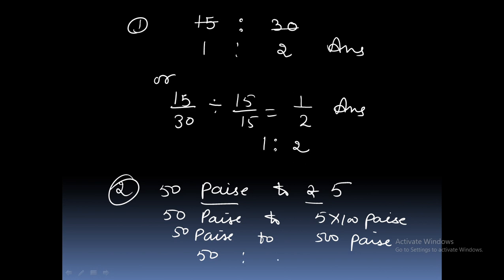Now you can write like this, 50 ratio 500, and 0 cuts with 0, 5 ones are 5, 5 tens are 50. Or you can solve it like this, 50 by 500, divide by 50, 50 ones are 50 and 50 tens are 500, and you can write it as 1 is to 10, your final answer in the form of ratio.